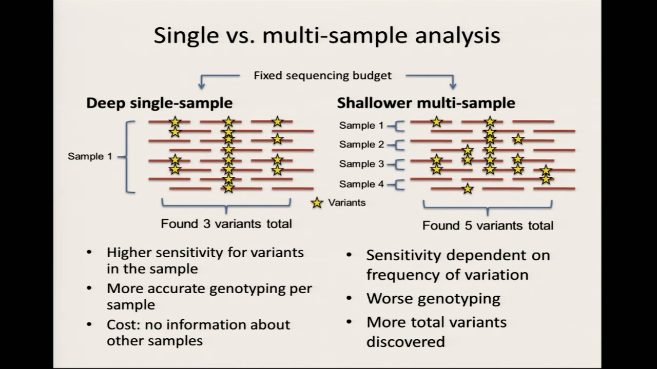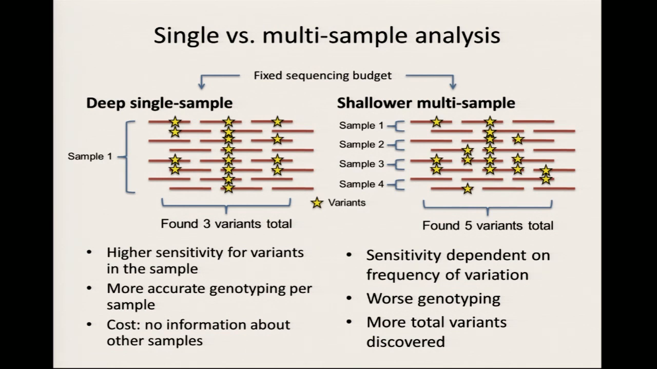And the trade-offs are interesting. On the left side, you're pretty confident in the variation that's in that one particular sample, right? You're able to find basically all the variation that one sample has. But if you're interested in human genetic variation, that's a pretty small fraction of the human genetic variation, right?